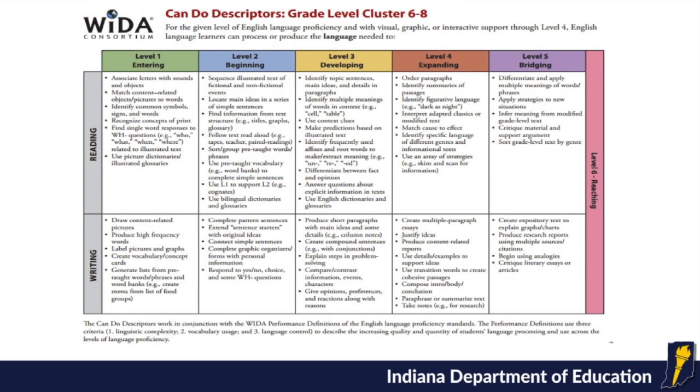The can-do descriptors are found in each of the grade level clusters. An example of a can-do can be found here. In this grade level cluster 6 through 8, the can-do descriptors are given for the domains of reading and writing across the proficiency levels. A specific example from this slide would be that an EL level 2 can be expected to sequence illustrated text of fictional and non-fictional events when reading.